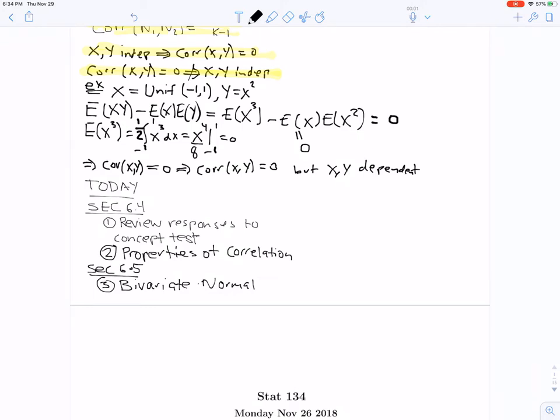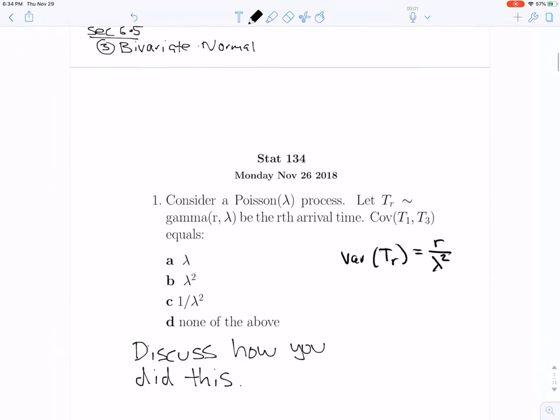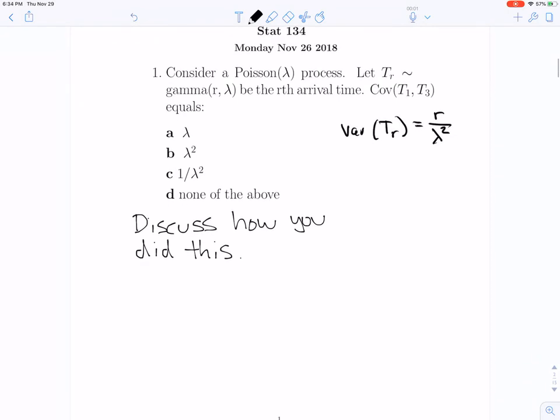We'll first review responses to the concept test and then look at properties of correlation and give an introduction to the bivariate normal. So we began by looking at a Poisson process where the time to the rth arrival is gamma r lambda. So the covariance of T1 and T3 equals 1 over lambda squared.